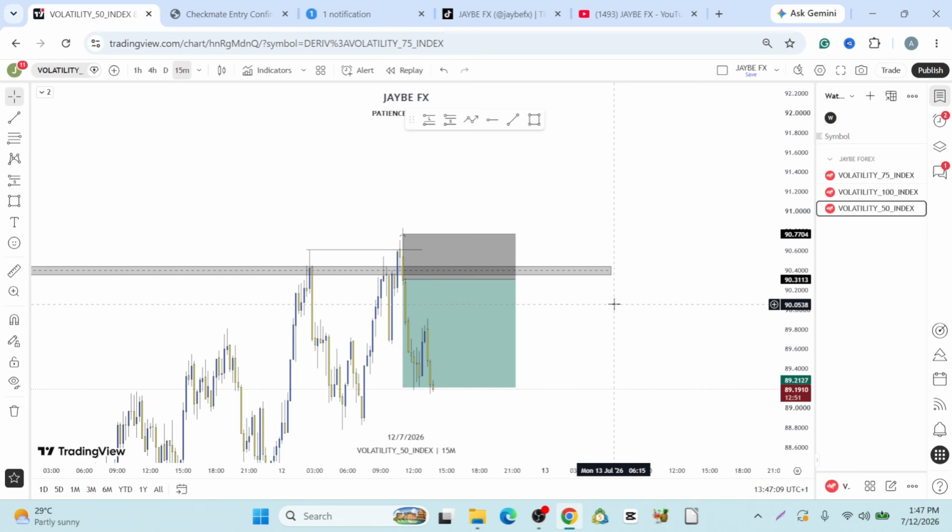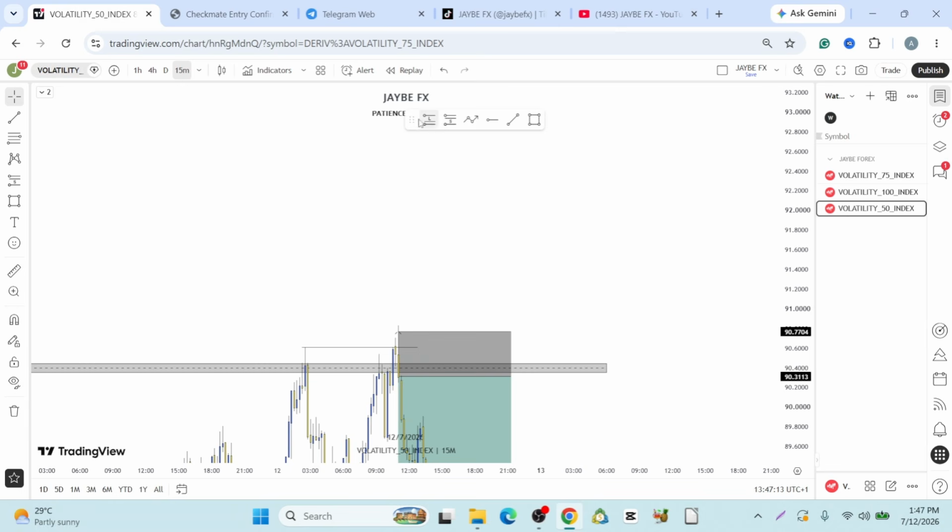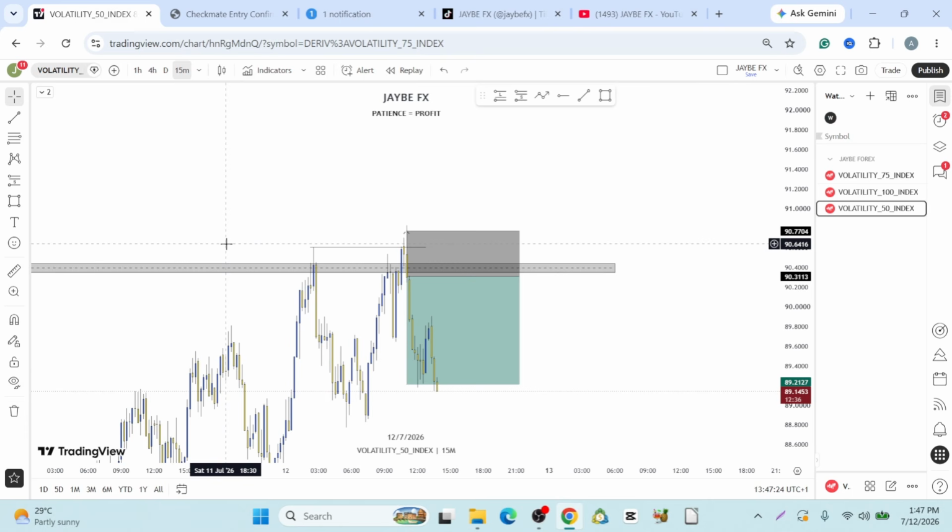Another thing that you have to keep in mind when you want to master entry confirmation is your point of interest. Now, I will tell you this for free. If you want to master entry confirmation and the entry confirmation you are using is on a wrong POI, you're already messing up that entry confirmation.